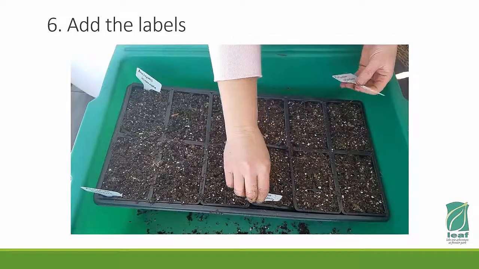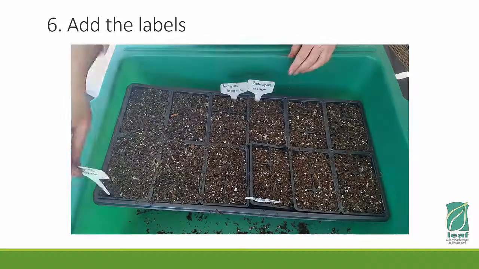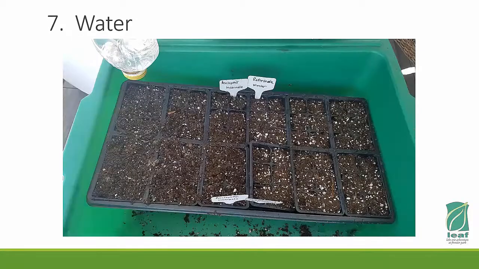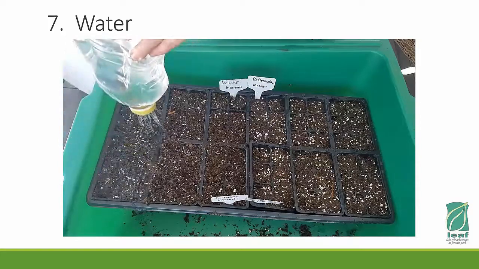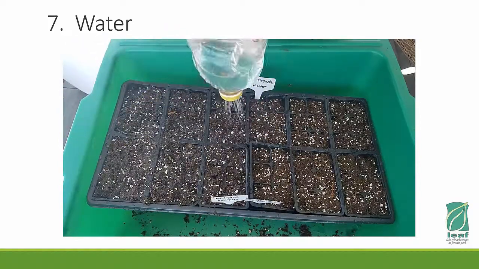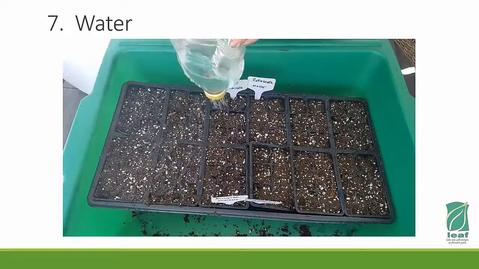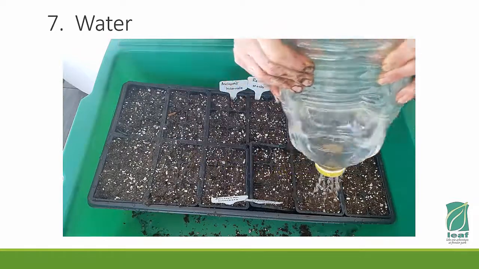Now add the labels that are included in your pack so you know which plants you are growing. Fill your water bottle with room temperature water. Screw on the cap and gently water over the surface of the soil to help the seed contact the soil and ensure moist conditions. Allow excess water to drain through.